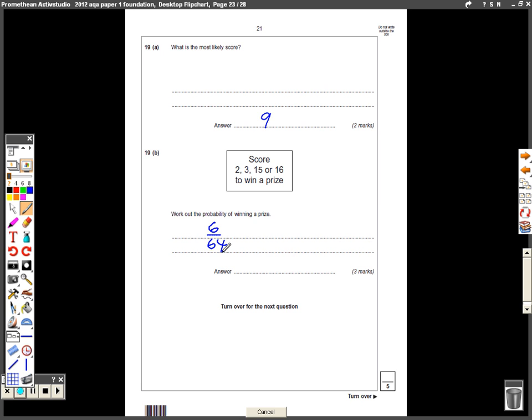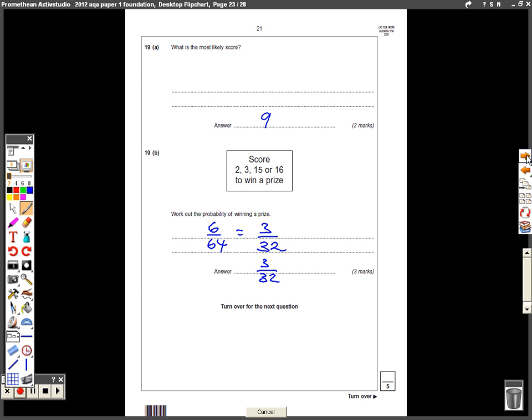I'm not quite done yet because I need to make sure that I cancel that fraction down. Is there a number which goes into top and bottom? Well, they're both even, so 2 must. So that's going to be 3 over 32. Quick check. Well, 3 is the only number that goes into the top, 3 does not go into 32, so the answer is 3 out of 32.